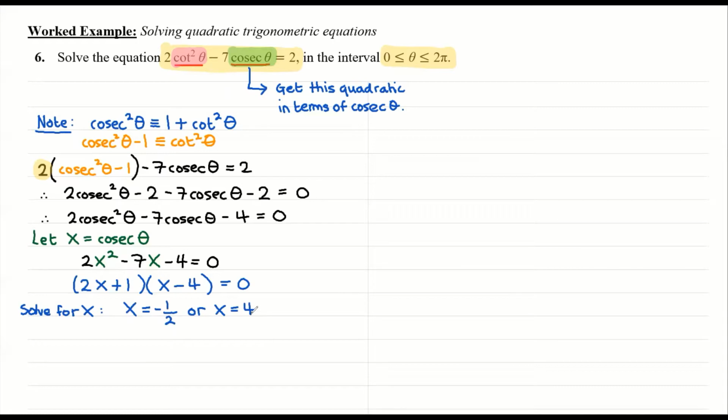Now we make that substitution again. So we now know that cosec theta is equal to -1/2, or cosec theta is equal to 4. Okay.